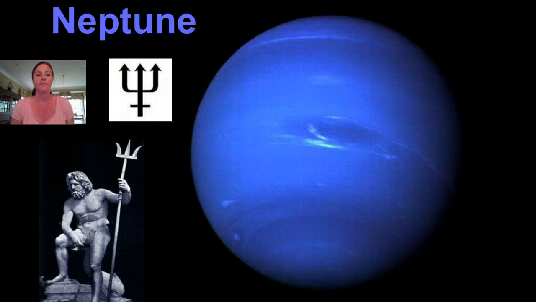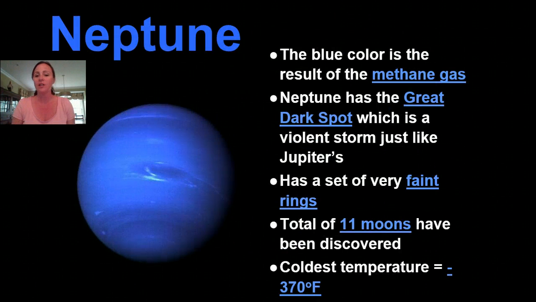Now let's move on to Neptune, our last planet in our solar system, and it's also named after a god. Now this is also a blue planet, again resulting from methane gas. Neptune has the great dark spot, which is a violent storm, just like Jupiter's. It has a set of very faint rings as well, and it has a total of 11 moons that have been discovered. Neptune, because it is the farthest planet, has a cold temperature of negative 370 degrees Fahrenheit.